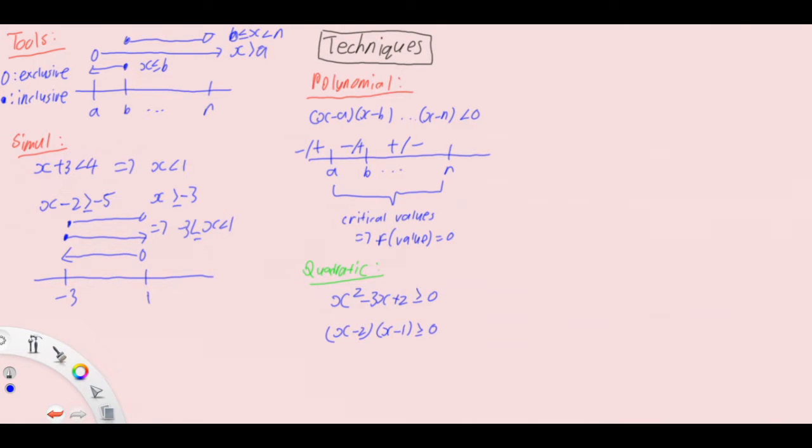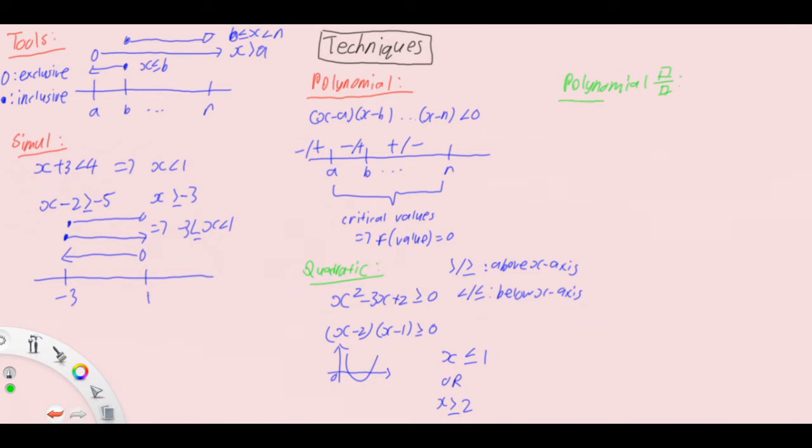So if you get a quadratic equation, simply factorize it, and if not, complete the square. If you're looking at a factorization, you use the classic shape, U or N, and we then solve from the graph. So x less than or equal to 1 or x greater than or equal to 2. Usually greater than or equal to means above the x-axis, and less than or equal to means below the x-axis. We then move on to a subset of the polynomial, which is the polynomial fractions.